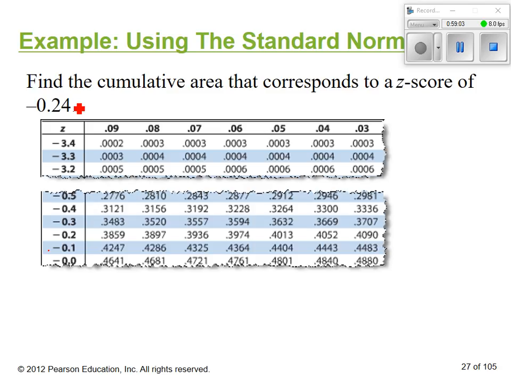Negative 0.24. Notice on this side, no negatives, but if you flip over to the back, it's got the negatives. So you go to negative, we want 0.24, so we go down to negative 0.2, and you go over to the 4. What does that tell you about the area?